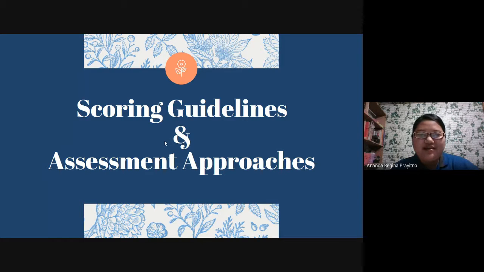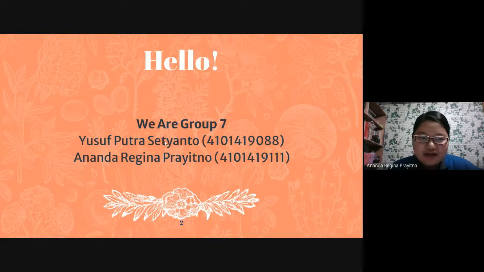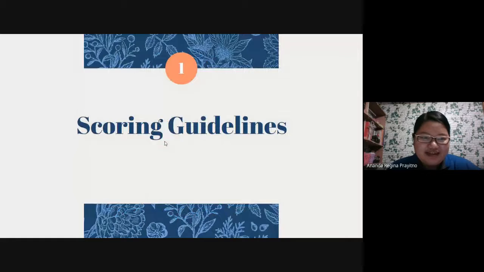In this course, mathematical learning assessment, we are from Group 7. We will present about scoring guidelines and assessment approach. The members are me, Ananda, Regina, Prayitno, and Yusuf Putra Setyanto. For the first chapter, this is about scoring guidelines. We will be presented by Yusuf Putra. Please, Putra, the time is yours.